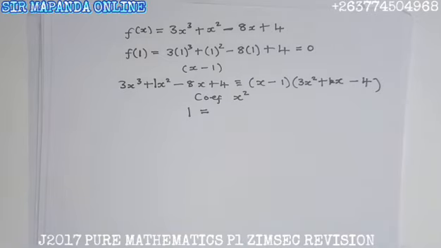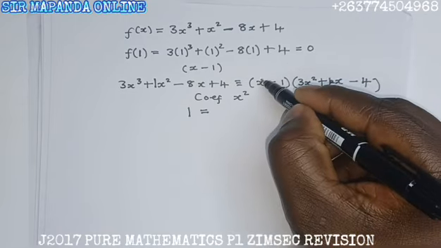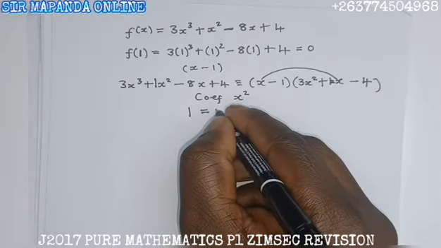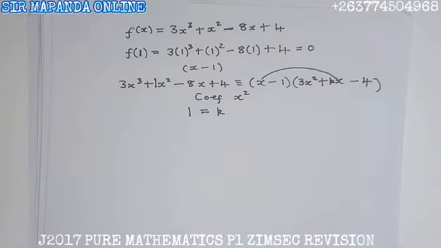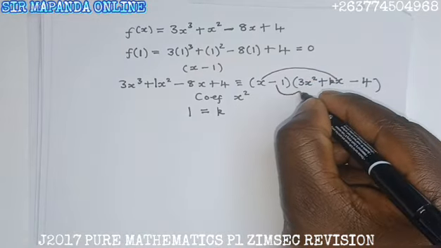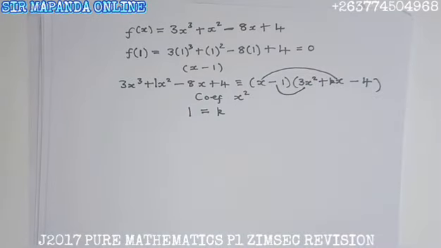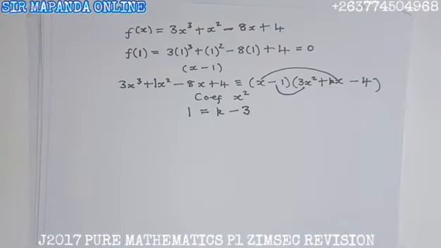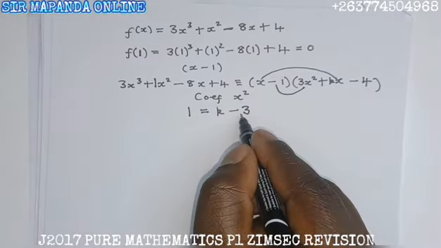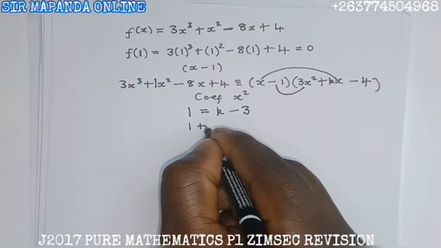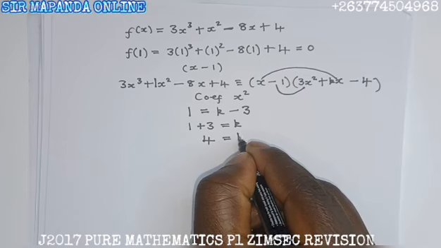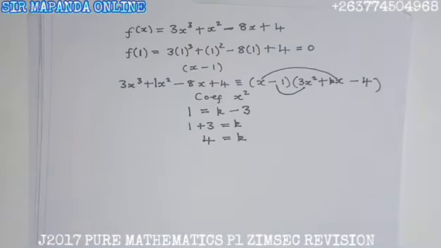Then on the right side, you get 2 coefficients of x squared. The first is obtained when x multiplies kx. x times kx, you get kx squared. So k is a coefficient of x squared. Then minus 1 times 3x squared, you get minus 3x squared. So the other coefficient of x squared is minus 3. You move minus 3 to the left, you get 1 plus 3 is equal to k. Therefore, 4 is equal to k. I hope you are following.